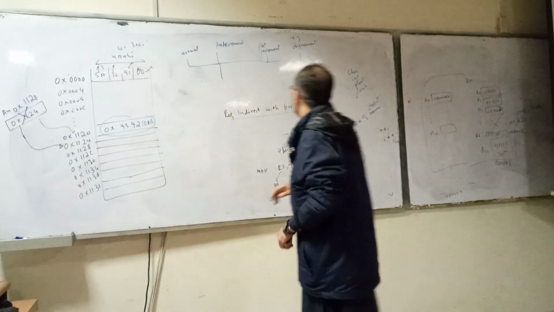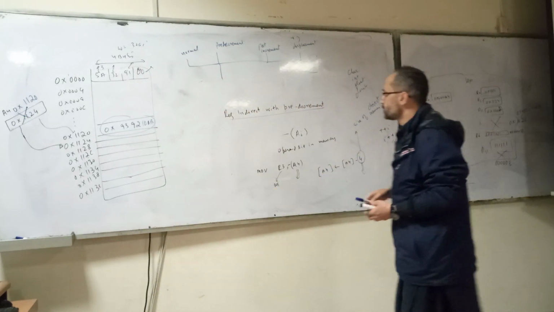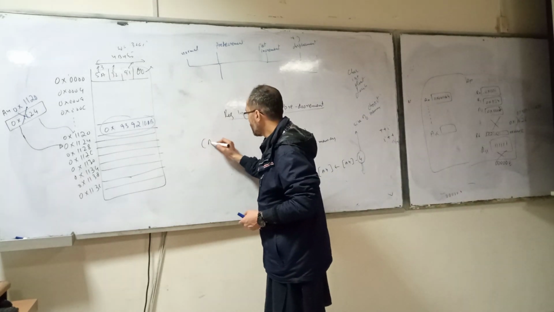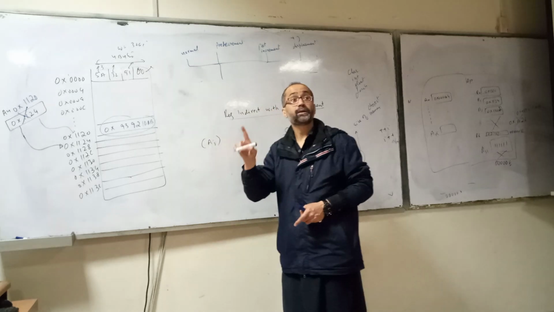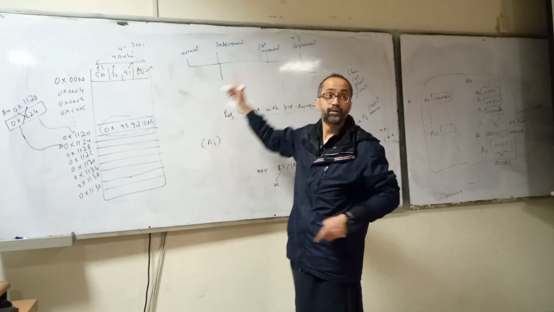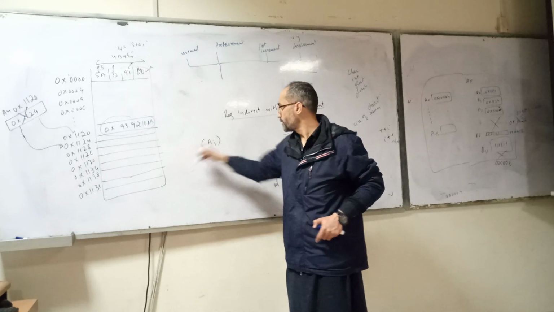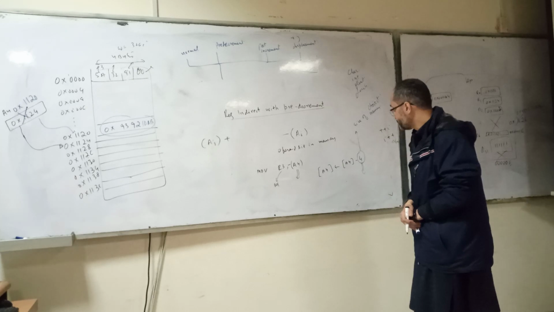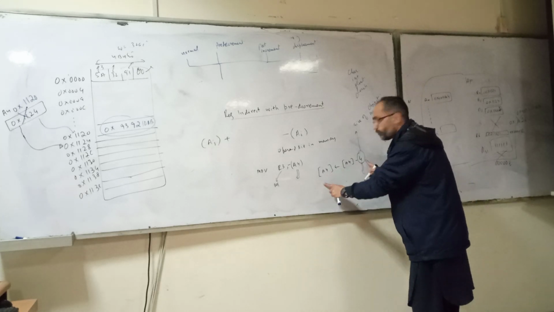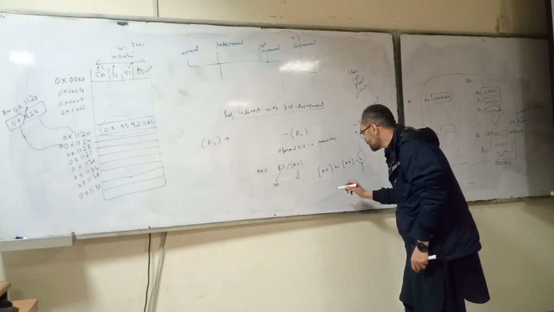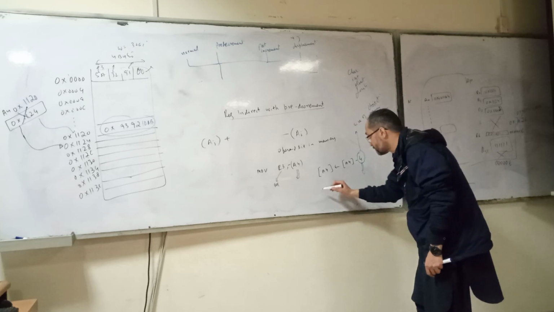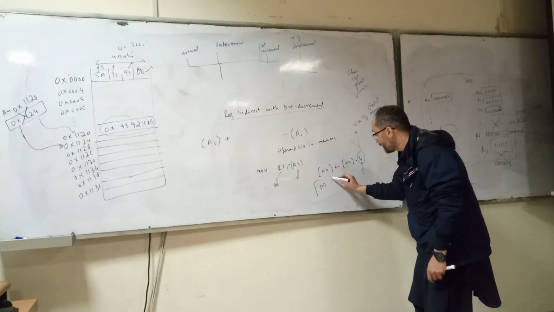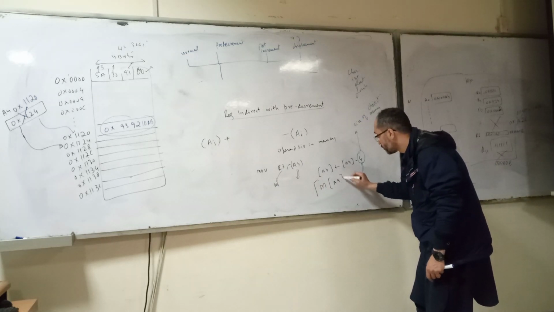Okay. Now register indirect with post-increment. How will post-increment be accessed? AI post-increment. Where will the plus be, here or here? So in this case, the memory will be accessed, and the contents of the memory at the location of A4.